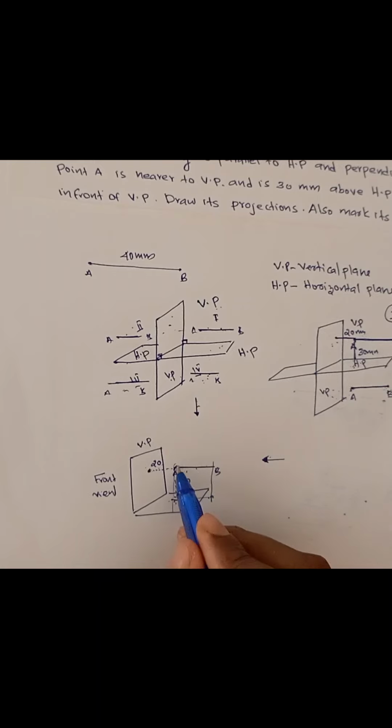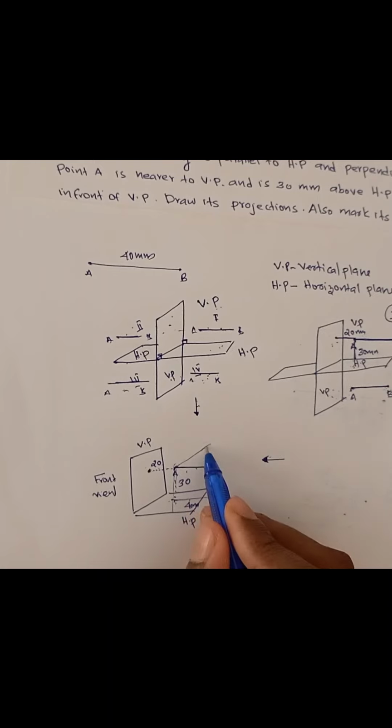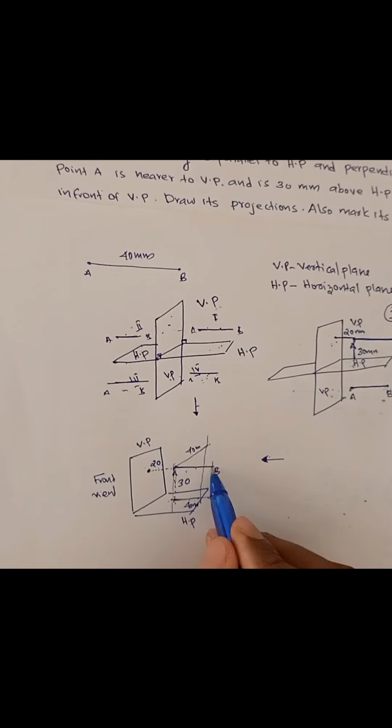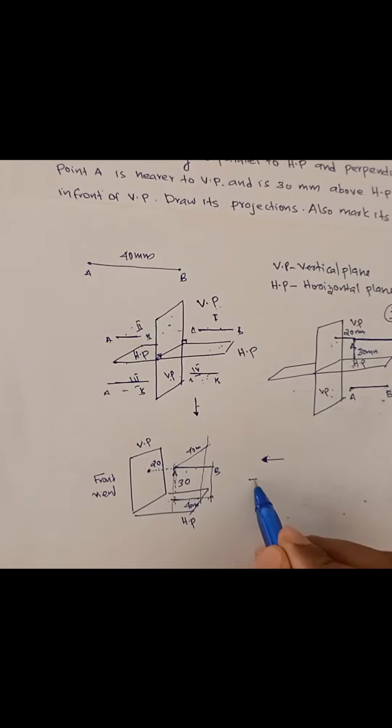If it is inclined, suppose this line is inclined like this, you will get a projection. It's a line, obviously it's a line, but the length of the line is not equal to 40 mm. It will be in a reduced shape. Here the line is parallel to HP, so the length is not reduced length, it will be the true length. So you have to understand what is true length, what is reduced length.